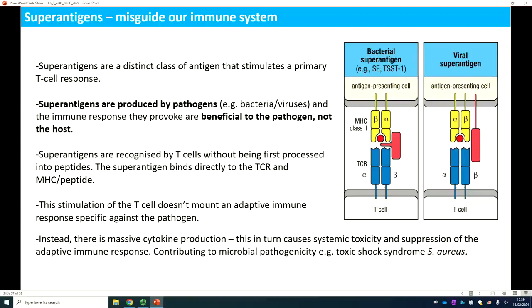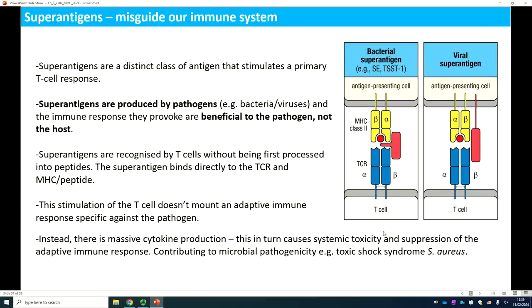In effect, we're causing this massive cytokine storm. There's a huge release of cytokines. This is causing systemic, body-wide toxicity, and it's actually suppressing the adaptive immune response. So in a way, the pathogen is kind of hiding out in the chaos that's going on in the immune response. So it's kind of diverting the immune system to do something else, instead of actually recognizing it.